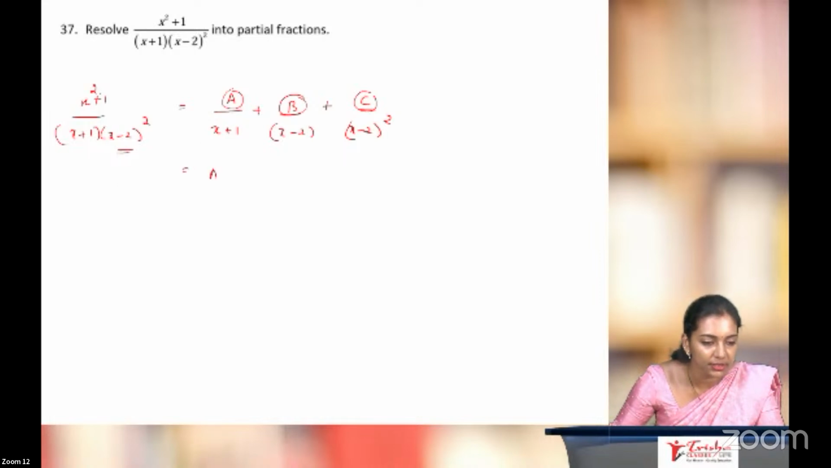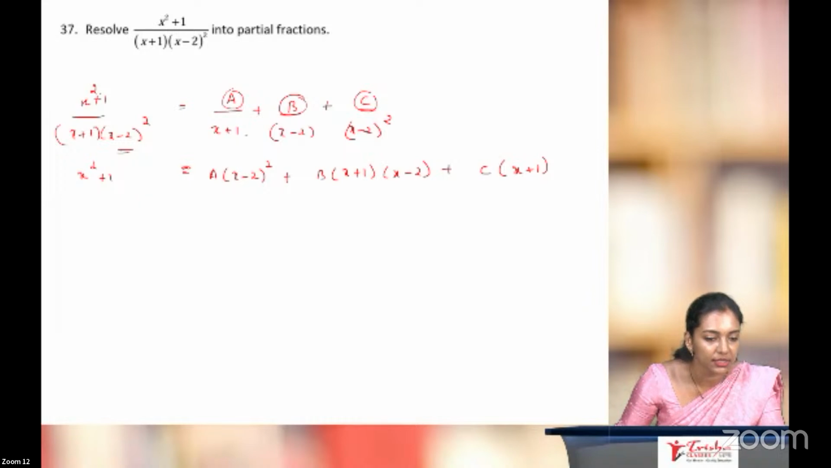So what do you have to do? When you take the LCM here, what happens? A into what do you have to multiply with? (x minus 2) whole square. For B, you need to multiply with (x plus 1) as well as (x minus 2), plus C, you need to multiply with just (x plus 1), equal to (x square plus 1) divided by (x plus 1) into (x minus 2) whole square. It is there on the right hand side also as the denominator, so it got cancelled. So now you have to find A, B and C.